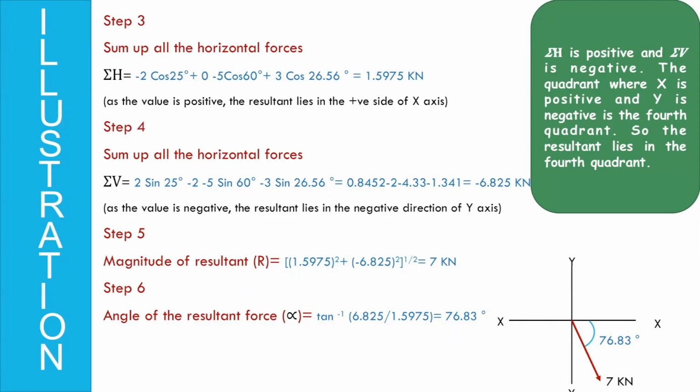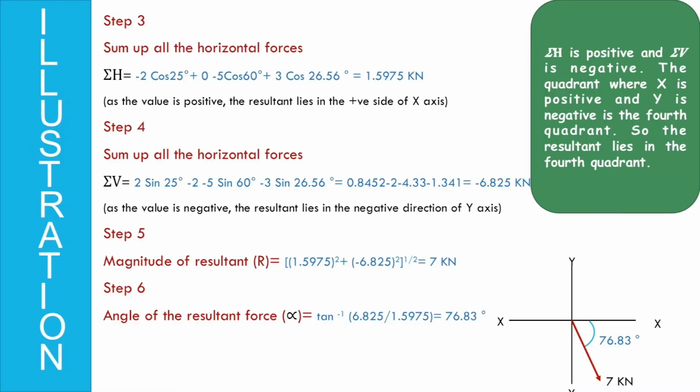So, we have now resolved all the 4 forces, each into 2 components, horizontal and vertical. Now, we will go to the summation of these forces. Sigma h, sum up all the horizontal forces. Summing up all the horizontal forces, all these signs have to be kept intact, as we have said earlier, just add it up together. So, we get the answer as 1.5975 kilonewton. So, it is positive. So, we can understand that the resultant force is going to be in the positive direction of x axis. The positive direction of x axis corresponds to either first quadrant or the fourth quadrant. So, we are now sure that the force is going to act anywhere in the first or the fourth quadrant.